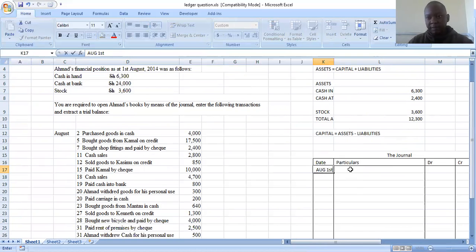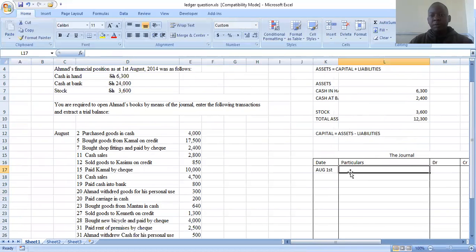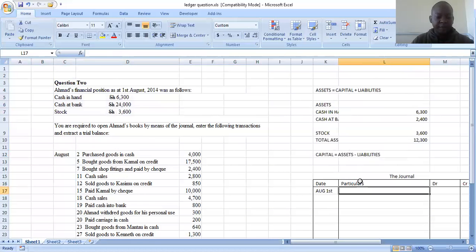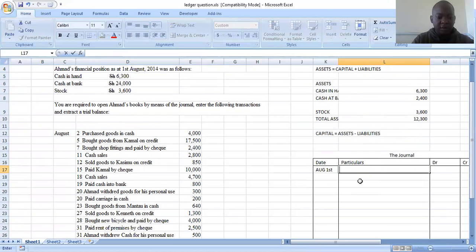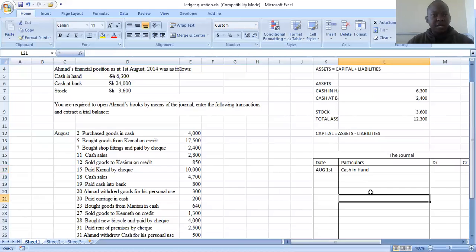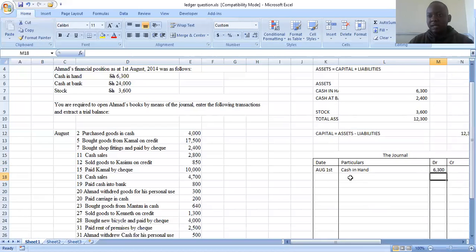August 1st. We begin with the items that are there. So cash, you have cash in hand, the amount is 6,300. So assets in the trial balance will always be on the debit column. The assets will always have a debit balance. So the debit balance at the beginning will fall in the debit column.